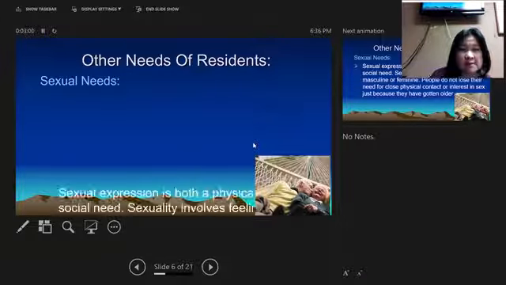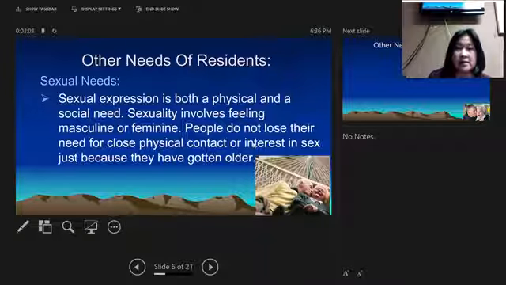Other needs of the residents are sexual needs. Our sexual needs do not go away as they age either. So people don't lose their need for close physical contact or even their interest in sex just because they've gotten older. If you're living in an assisted living, couples may still live in the same apartment together. Make sure you're knocking and waiting for permission before you enter because they could be having sex.